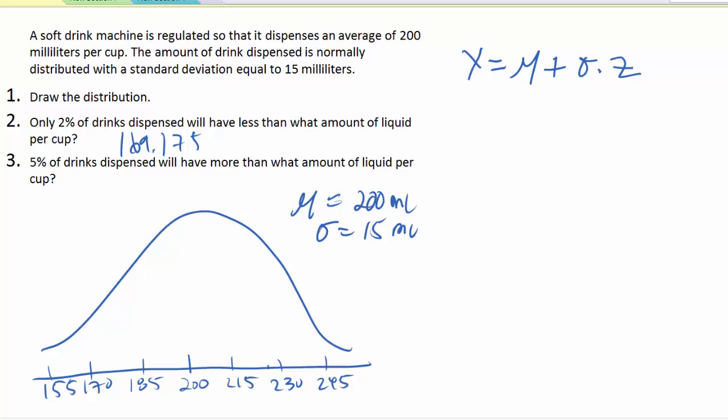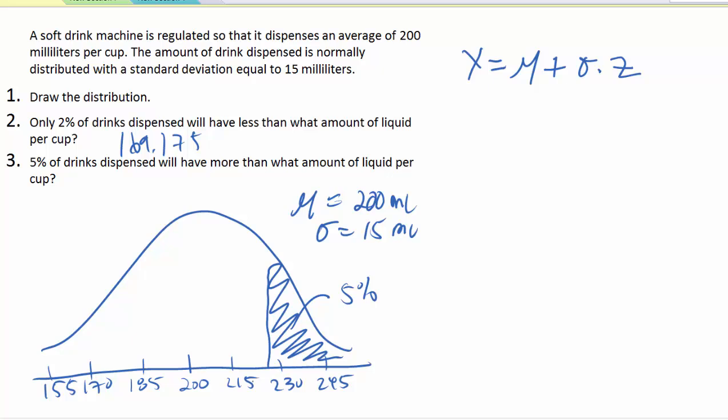Let's go ahead and draw that in. It'll be about here. Again, we know that above 230 is about 2.5%, so a little bit less than that on our distribution will be about 5% above that. And so it should be somewhere between 215 and 230.